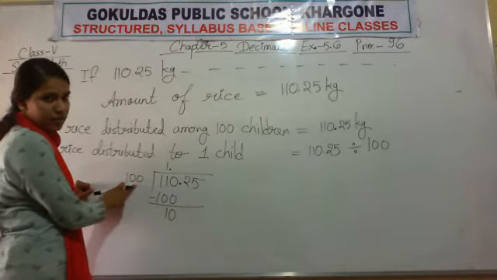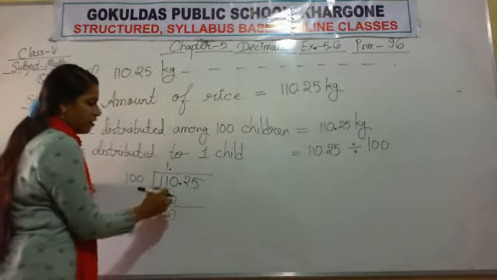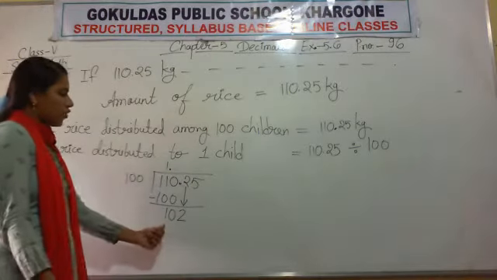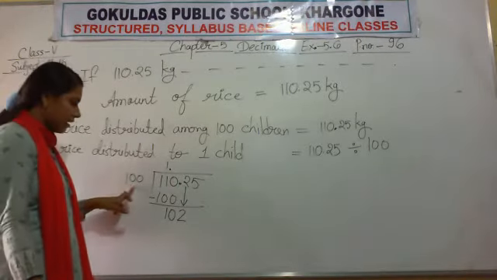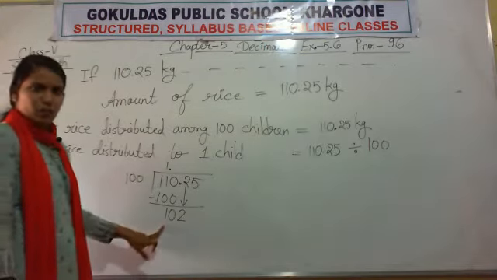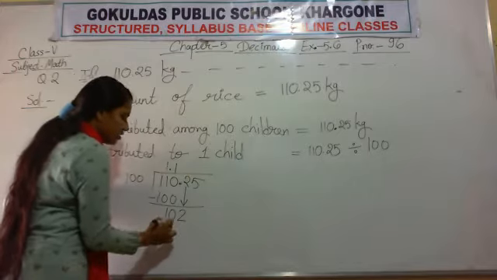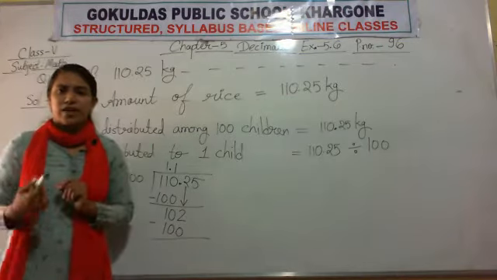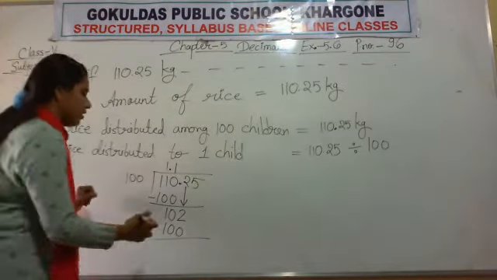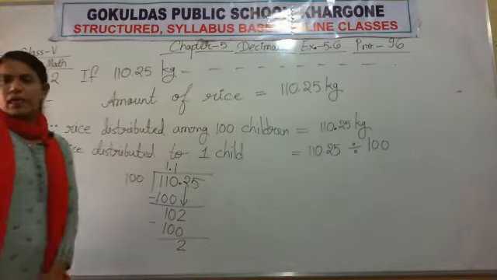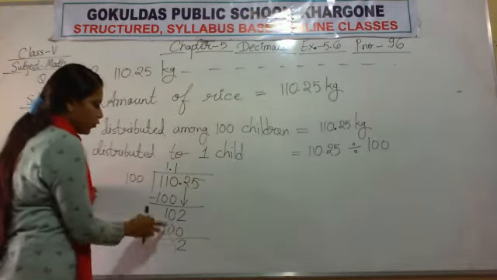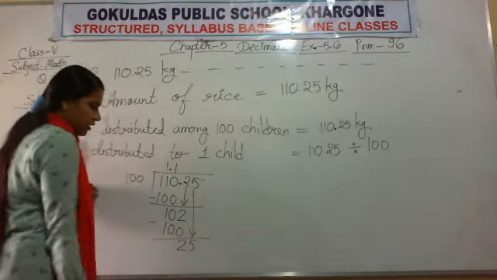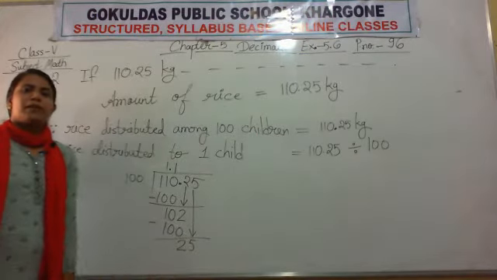Now your number here is 10. 10 is smaller than the divisor, so we cannot divide. So for further division we need to bring down the next digit. Now your number is 102 which is greater than 100. So in one time, 100 ones are 100. Now 102 minus 100 gives you 2 as the result. Now 2 is smaller than the divisor, we cannot divide, so we need to bring down 5 here. The number is 25.